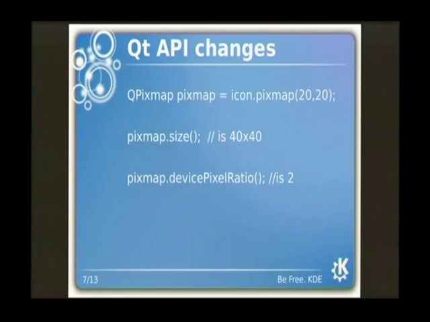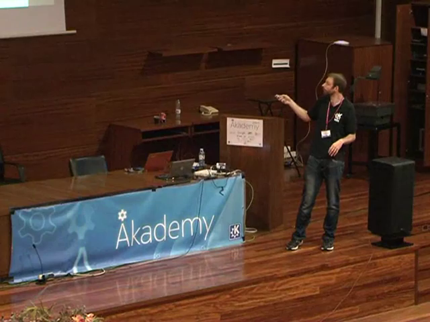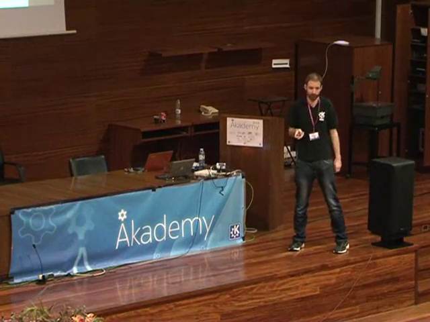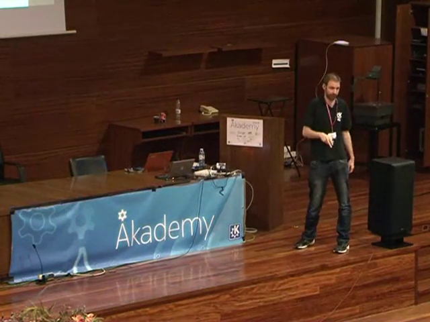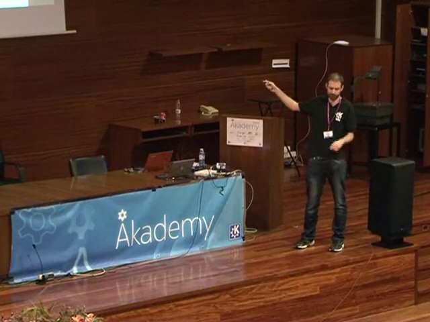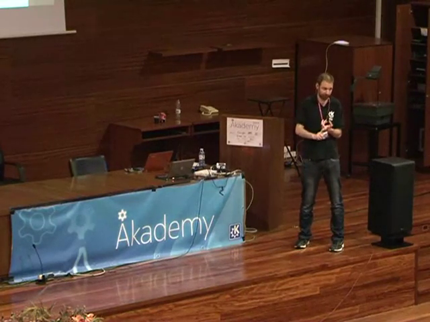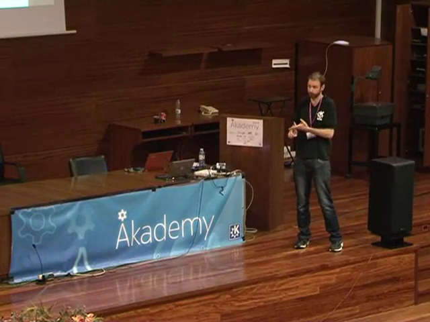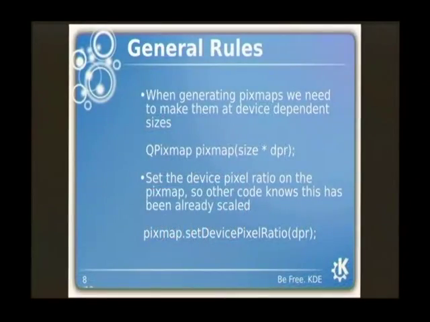And same for QImages as well. But there's a bit of metadata attached to the pixmap that says, I've already been scaled. I was created expecting a device pixel ratio to be 2. So whenever we generate a pixmap in our code, anywhere in KDE code, you need to make it bigger than was requested. You need to turn it from device-independent pixels to device pixels. And you do that simply by multiplying it by the device pixel ratio. And then you want to set the metadata so other bits of code know that I've already scaled this.